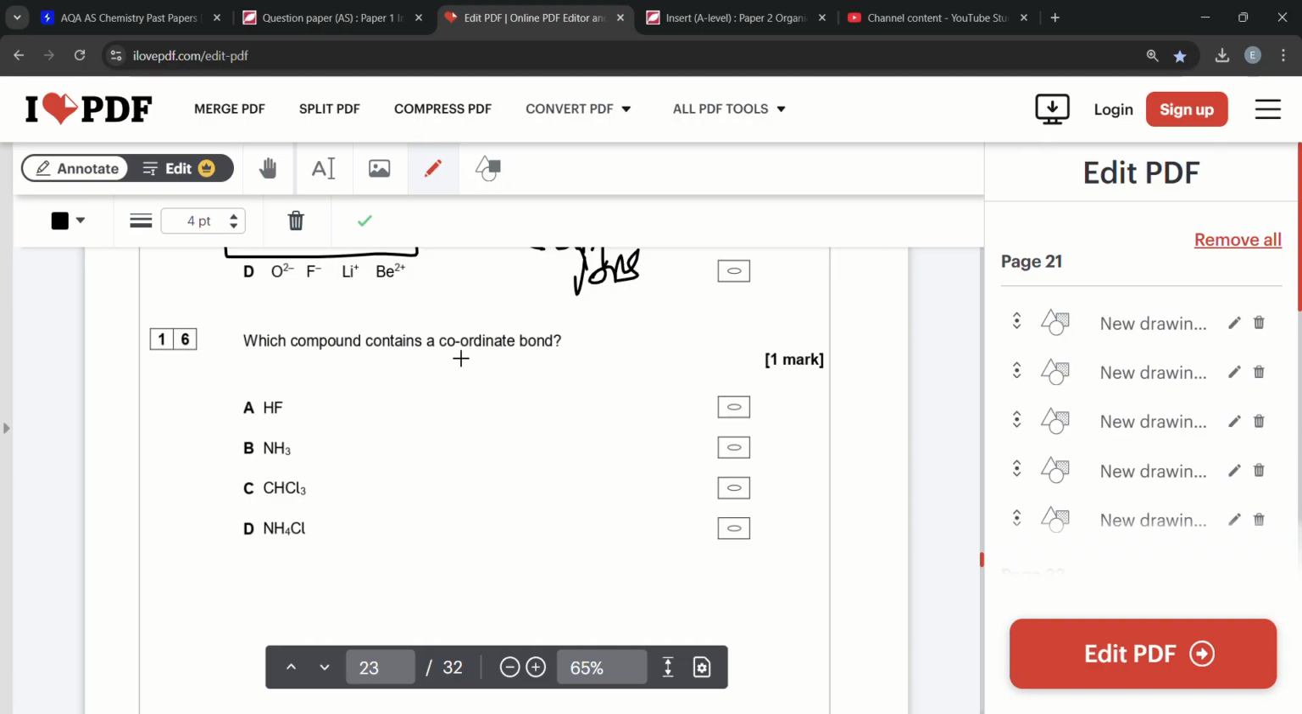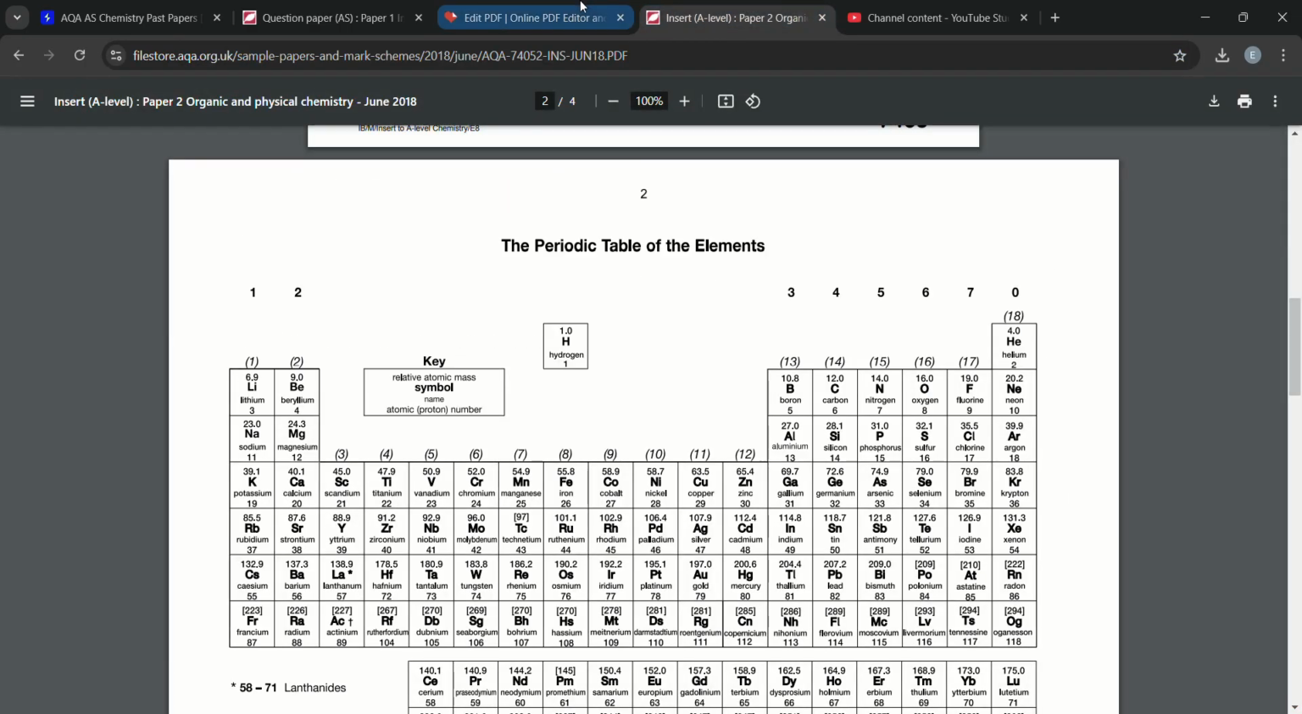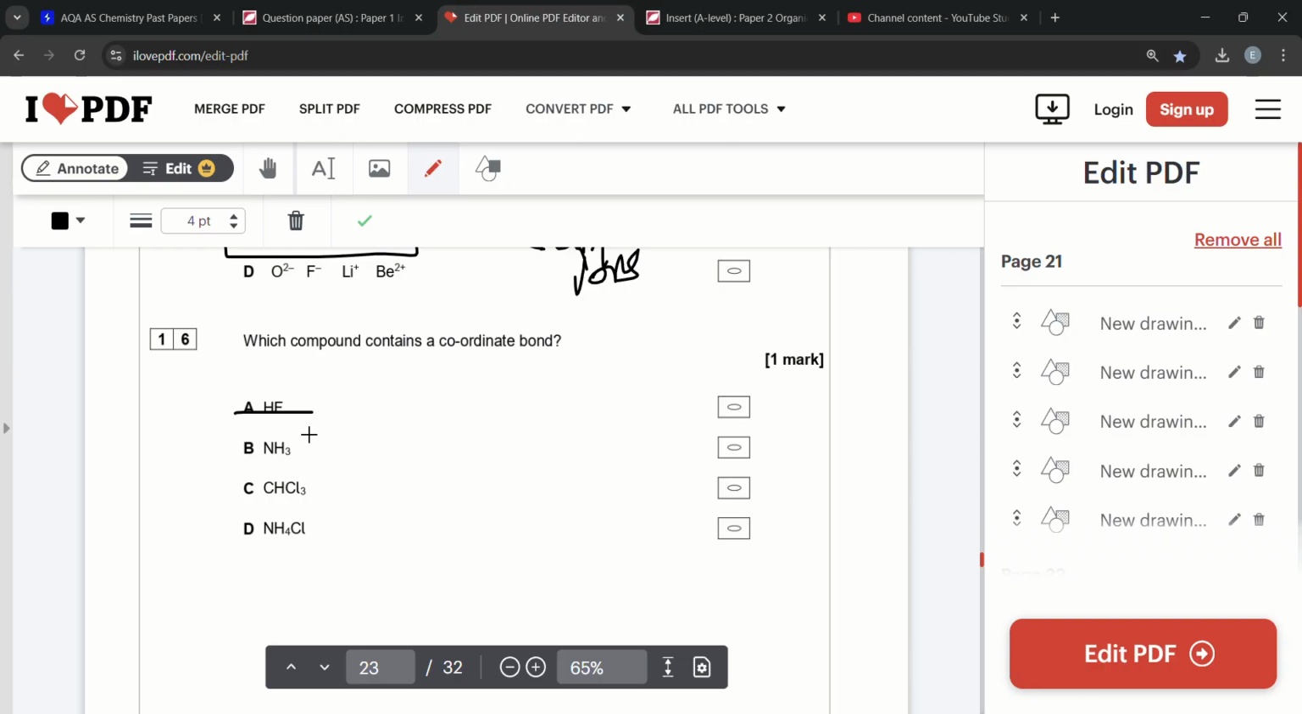An atom contributes a shared pair of electrons in the covalent bond. HF? No, it can't be that. NH3? A coordinate bond: well, ammonia will have a lone pair of electrons. NH3 doesn't contain a coordinate bond, but it can definitely make one.